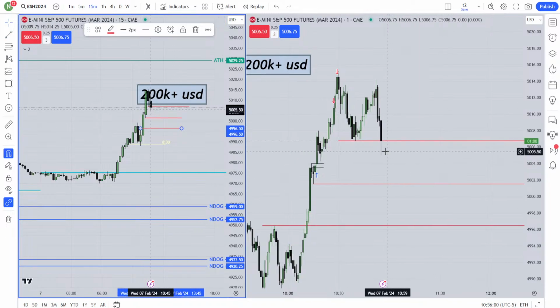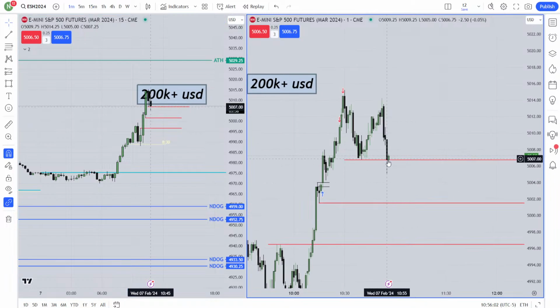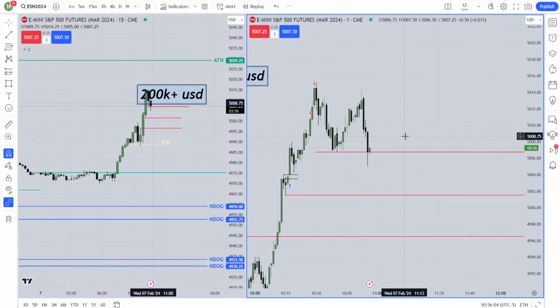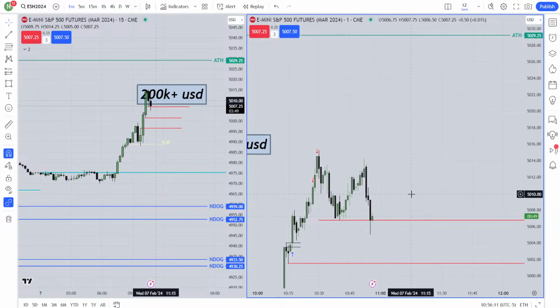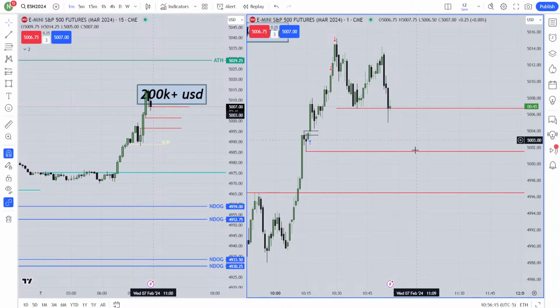I will wait until price comes here. Right now, if I have a buy setup, where the market takes some liquidity, a market structure shift, and a fair value gap, I'm going to take my buy again toward that all-time high. If I don't get a setup, I will wait.